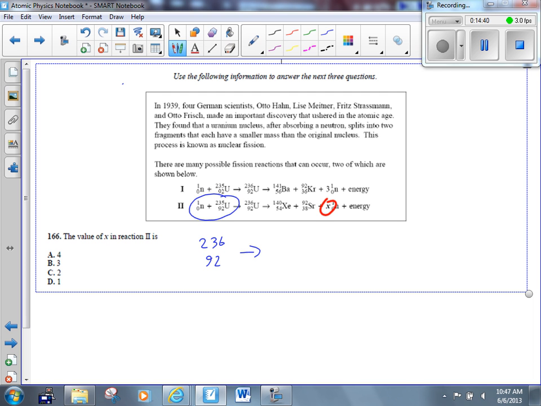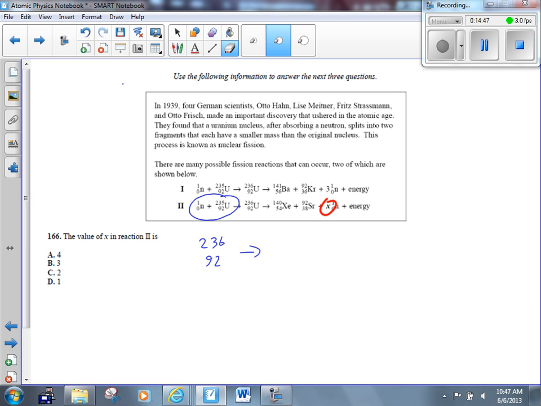Now, let's forget about this one. We'll just look at this one as a double check to make sure that we calculated this one right? 236, 92, sure enough. Let's look at the final product here now. Okay, forget about the neutrons. Pretend they're not there. 140 plus 92 gives me 232. 54 plus 38 gives me 92.